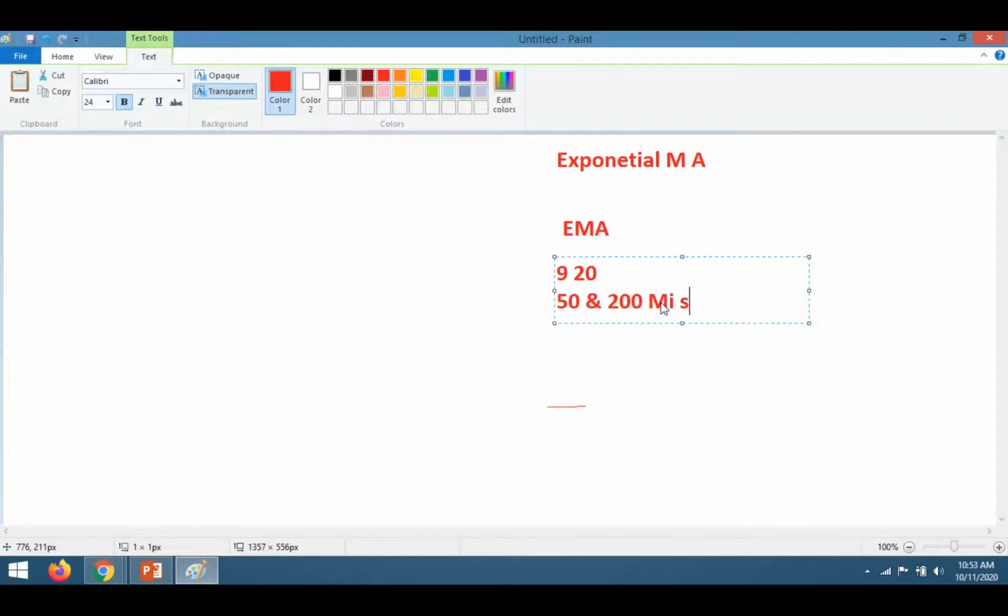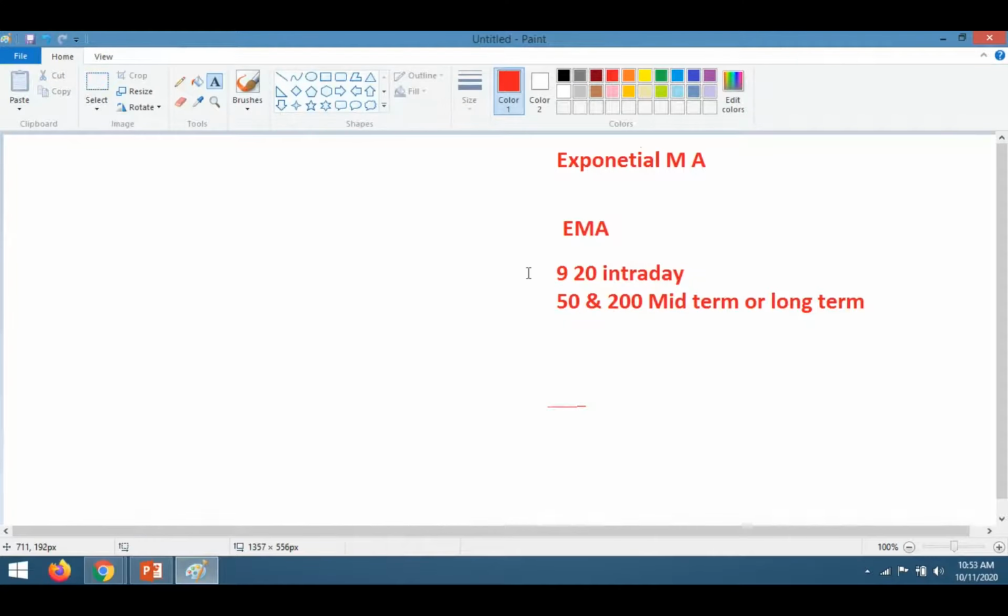Okay, and 9, 20 is for intraday. So these are the four exponential moving averages that I use for my trading. So for intraday I use 9 and 20, and for long term or mid term or any positional trade that I take for two days, 5 days, 1 week, I use 50 and 200. So these are the values I use.